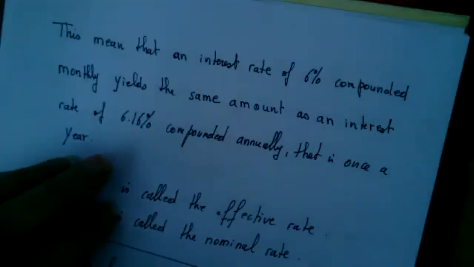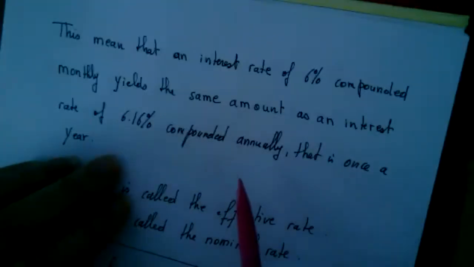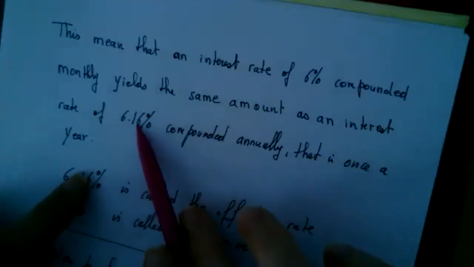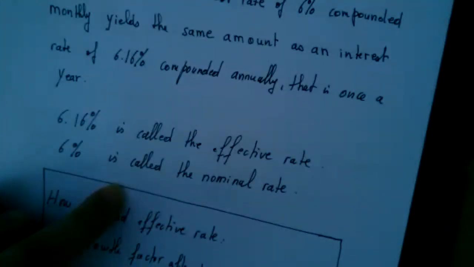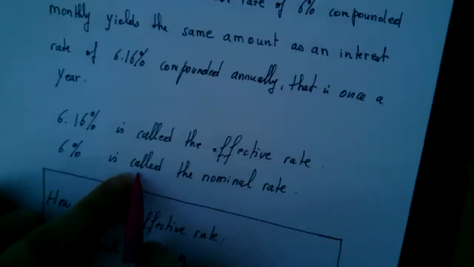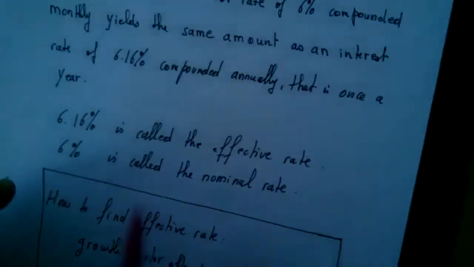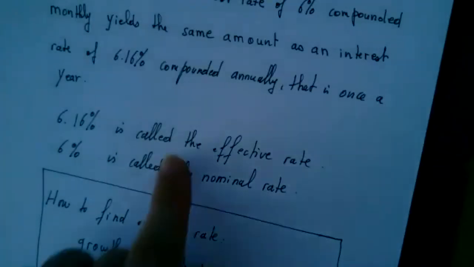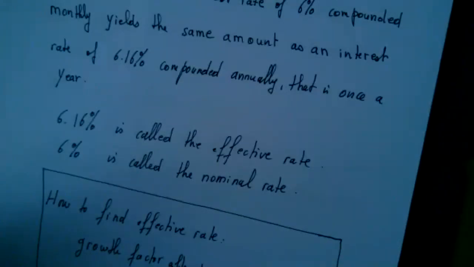6% compounded monthly is very nice, but to make sense for you, you should ask the bank, what do you mean per year? Per year means 6.16%. The 6.16% is called the effective rate, that's the rate you're getting per year. The 6% is called the nominal rate. That's the language we use. The 6% is the nominal rate, because that's not how much you're getting per year. The effective rate is the 6.16%, because this is really how much you're getting per year.